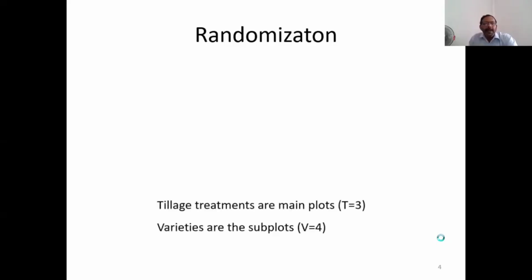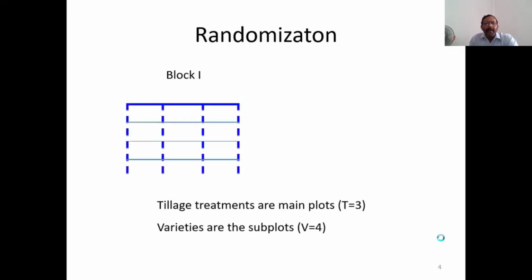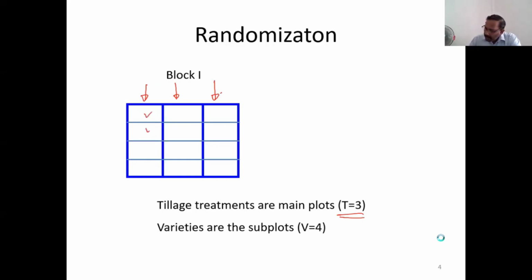I will give you a randomization process. Look at it very carefully. I have eight treatments. These are the main plots, three main plots. Varieties are the subplots, B4. This is called block 1. Under block 1, the dark blue shaded border lines are main plots. So here we have three main plots: the first main plot, second main plot, third main plot, as an example. So these are subplots.